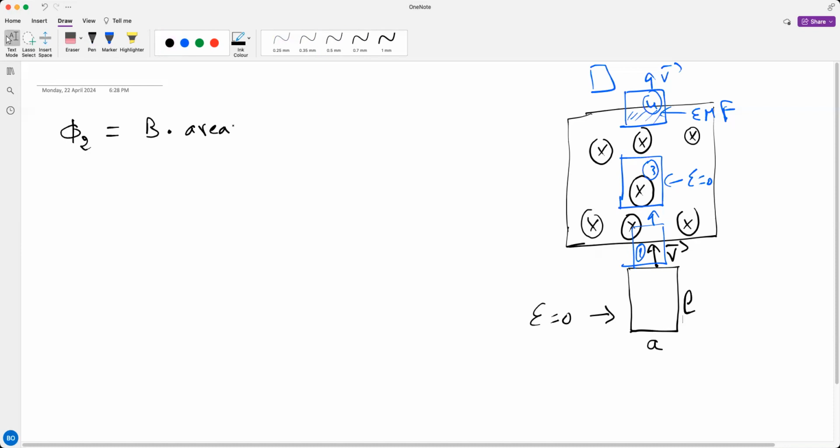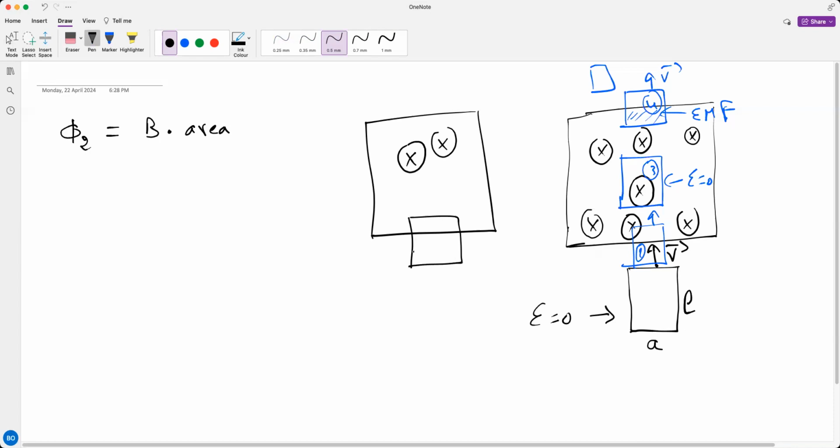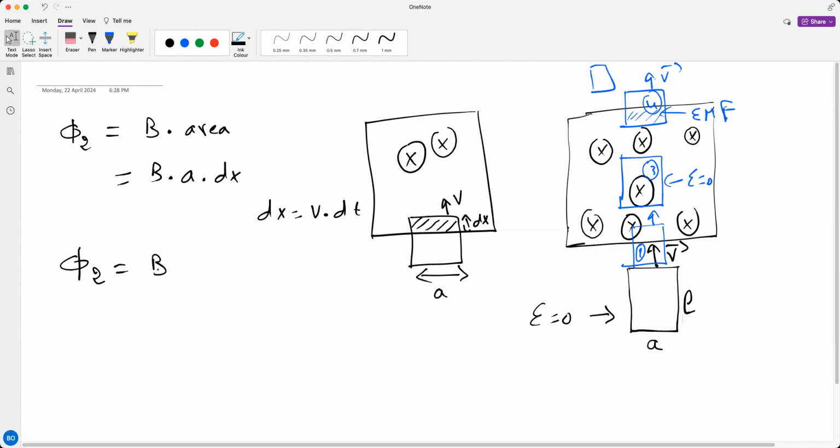The area that is exposed, I want to make a simple drawing. So here, this area that is exposed is equal to A times this dx. So the area is A dx. But what is dx? dx is the velocity times dt, because this is moving with velocity v. So the magnetic flux is equal to B, the area, and then v dt, right?